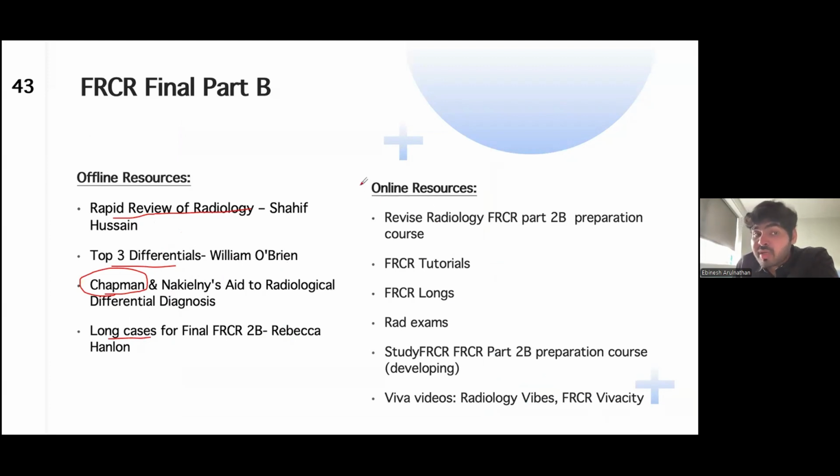But more popular than offline resources for 2B, people usually prefer online resources. So the most widely used is Revised Radiology. Then you have FRCR tutorials by Dr. Samir Shamsuddin, which is again a platform where you get long cases, short cases, and Viva. And FRCR Longs is another platform. RAD exams and Study FRCR we are still developing, and you have a lot of Viva videos that are available on YouTube by Dr. Sandeep Aval, that is from Radiology Vibes, and FRCR Vivacity by Dr. Vaibhav Nichat.